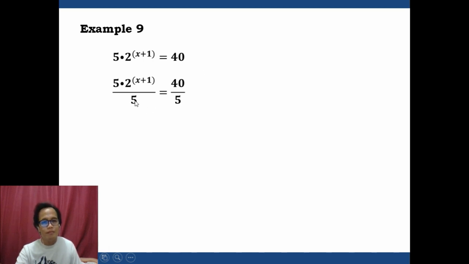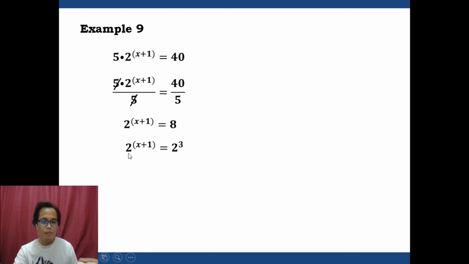So, now this is how it looks. The 5 is cancelled, so what remains is 2 raised to x plus 1. 40 divided by 5 is 8. So, copy: 2 raised to x plus 1 equals 40 divided by 5, which is 8. Next, we express 8 to the base 2. So, that is 8 is equal to 2 cubed. Meaning, 2 raised to x plus 1 equals 2 cubed.